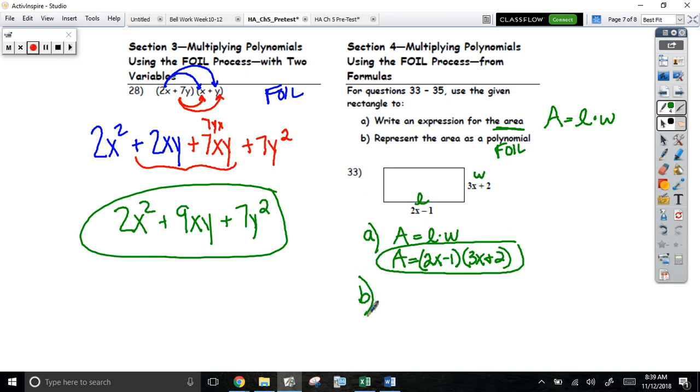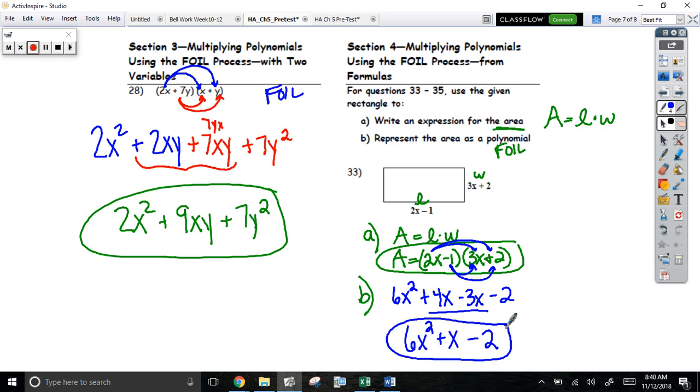And then for part B, all we're going to do is actually FOIL that. So our first times our first, 2x times 3x gets me 6x squared. 2x times 2 will be plus 4x, minus 3x, minus 2. And then collect your like terms in the middle, and we will get 6x squared plus x minus 2. Technically, units squared. They didn't tell us if it's inches or centimeters, but area is always square units.